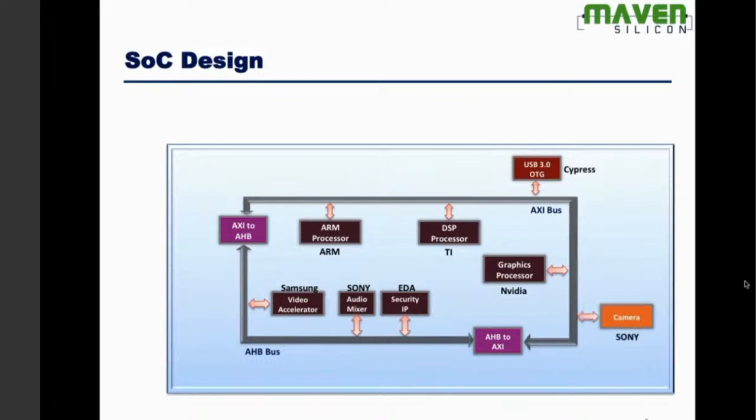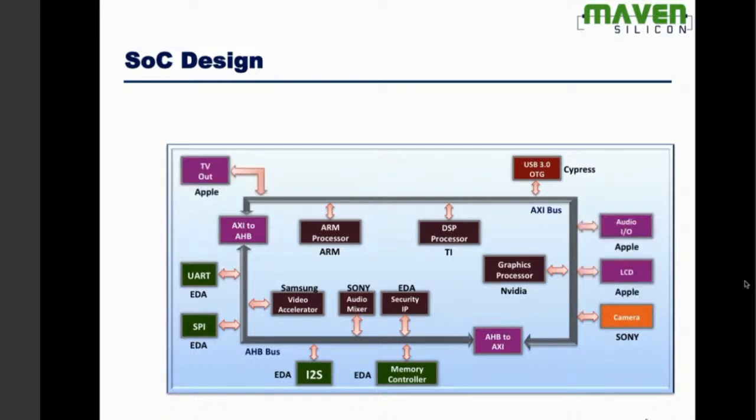And they may need a camera IP to connect the engine with the camera unit. So Sony is good at creating camera IP, and they may need some interface IPs like memory controller, I2S, SPI, UART to connect various things like Bluetooth or wireless LAN. And all these interface IPs are available from EDA companies. They can talk to any company like Synopsys, Cadence, or Mentor, and they can buy the design IPs from EDA. And in addition to this, they may need to design their own IPs.